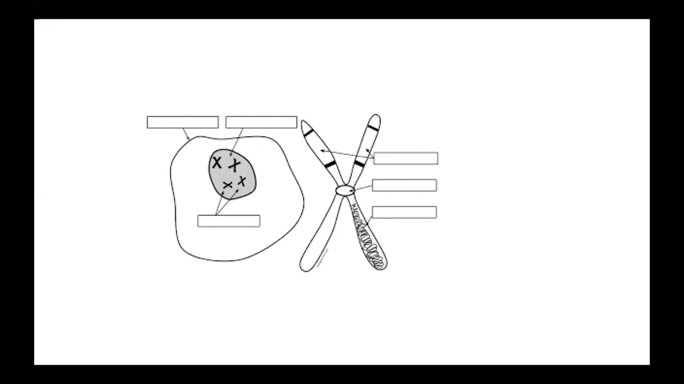Enyo? So the first one, what does this one represent? The nucleus. This one? The cell. Yes, you're right. The cell membrane, and this shows the chromosomes, or the genetic information. Well done, Enyo.